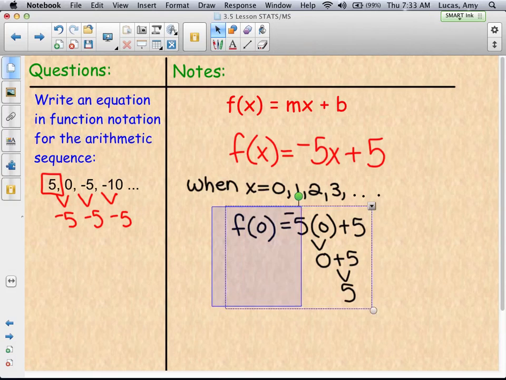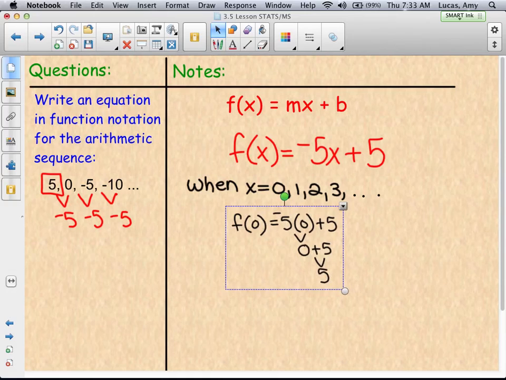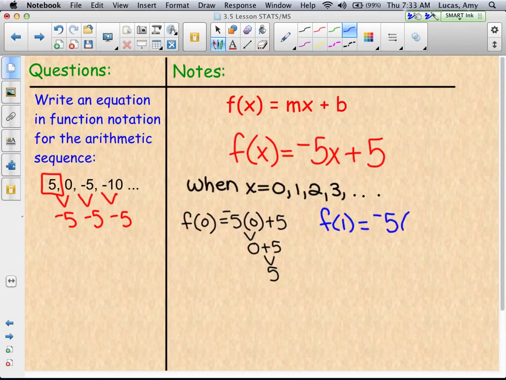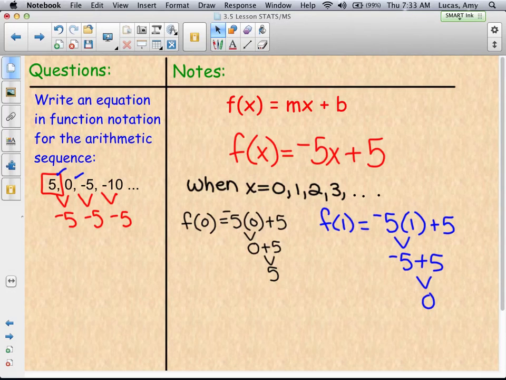If I plug in 1, I should get the next term in the sequence. So I'm going to plug in 1 now. Negative 5 times 1 is negative 5, plus 5 is 0. Perfect. So I've got my first term, I've got my second term. So that's how you can check to make sure that you've got the correct rule to go with your sequence. You can plug in the values, 0, 1, 2, 3, and so on, and check to make sure that it works. The same thing is true for geometric sequences.